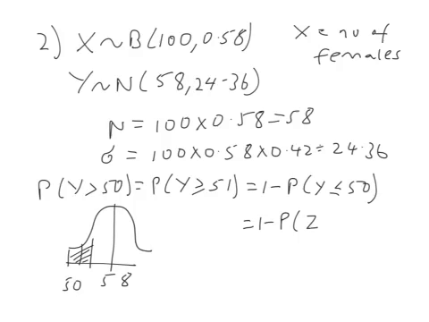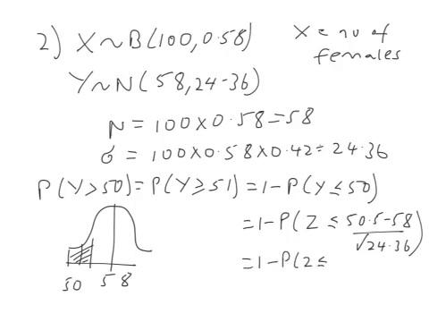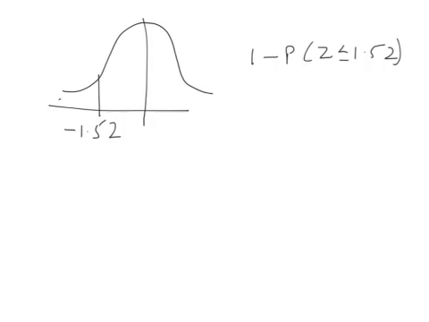So what we'll need to do is to make z less than or equal to 50.5 minus 58 over root 24.36. Now that works out to be minus 1.52. So let's go on to the next slide. So what we're after is this area here, that's the same as this area here.